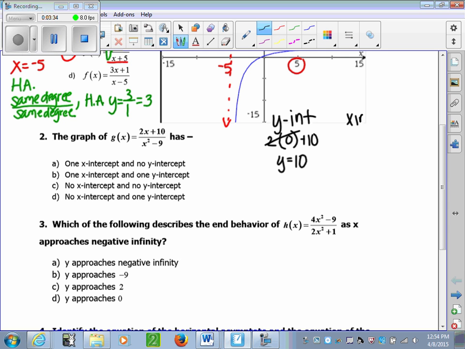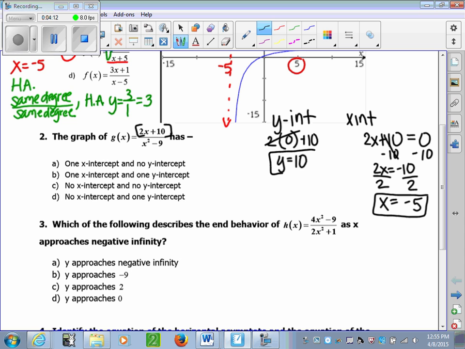My x-intercept, I know I'm on my x-axis when y equals 0. So I want to know where y equals 0. Well, y equals 0 where the numerator equals 0. So if I have 2x plus 10, I can set it equal to 0 because that tells me where y is 0, which tells me my x-intercept. So I minus 10. 2x equals negative 10, divided by 2. X equals negative 5. Okay, so I have 1 x-intercept and 1 y-intercept. B is my answer.